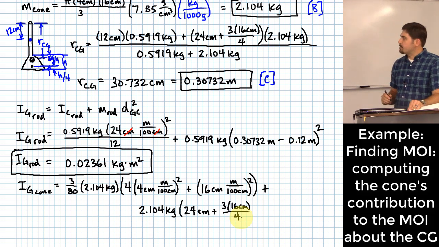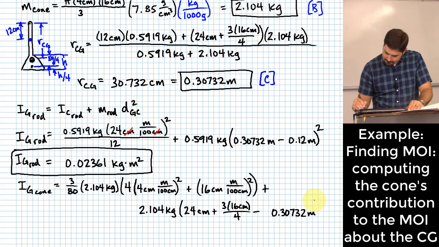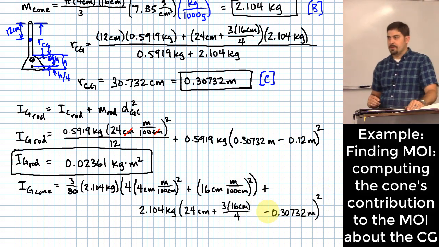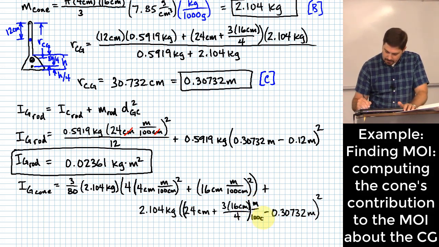And from this, I have to subtract how far it is from the pivot point to the CG of the whole body. So I have to subtract this 30 centimeters or so, which I'll express in meters here. Okay. Now, you're probably looking at that and saying, I better deal with those units. I agree. I better deal with those units. All right. So what I would say is the easiest way to do that is to take what's in here and multiply by meters per 100 centimeters.